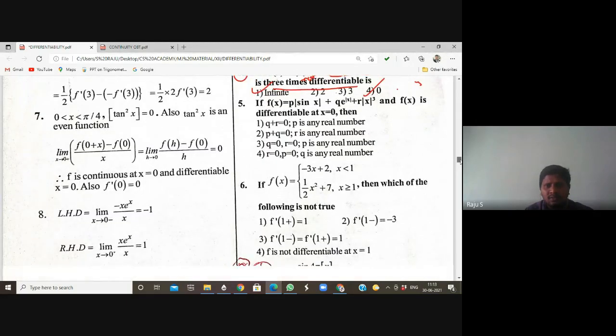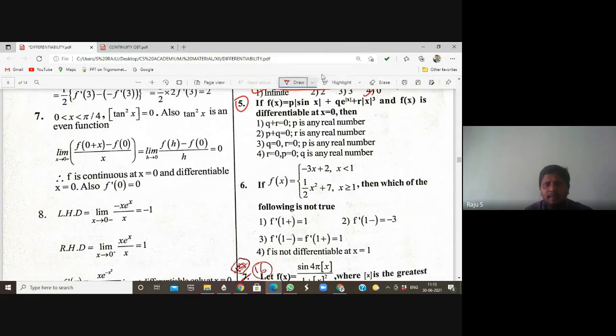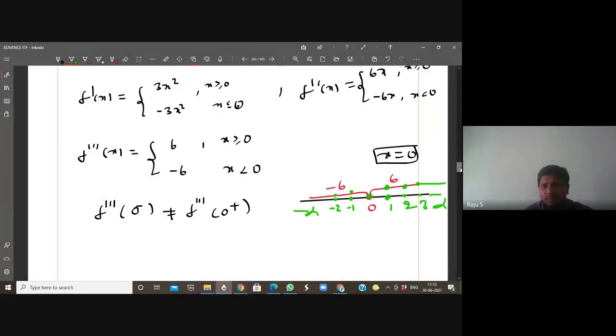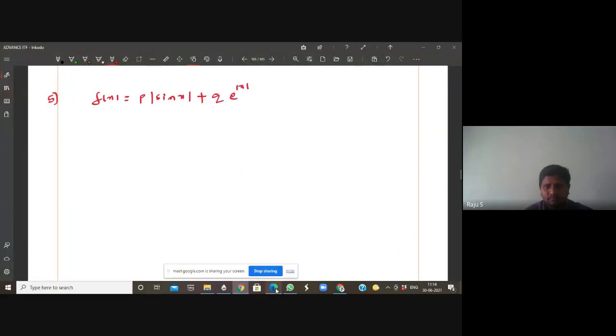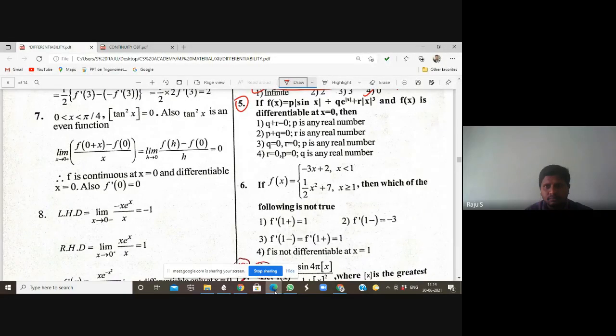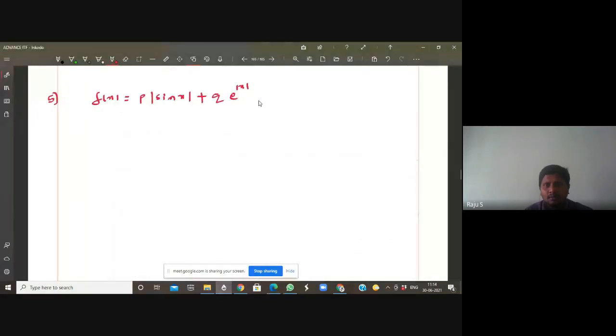All right, next question number 5. F of x is equal to p modulus sin x. First write the function properly. F of x is equal to p modulus sin x plus q e to the power of modulus x, r plus r modulus x, whole cube.